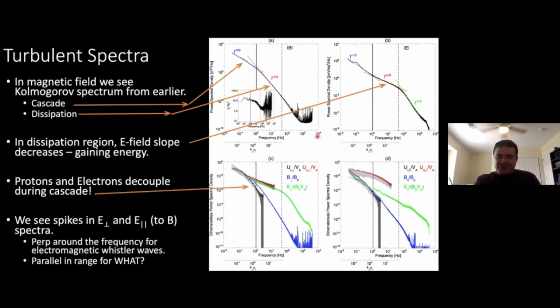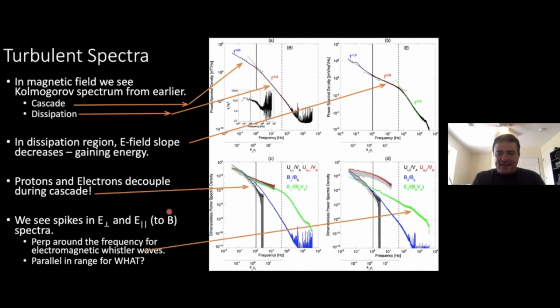Some other interesting features: in black is the protons, and in red are the electron bulk velocity spectra. We actually see they break during the cascade. So the electrons and protons decouple during the cascade, not during the dissipation. That was a surprise for us.